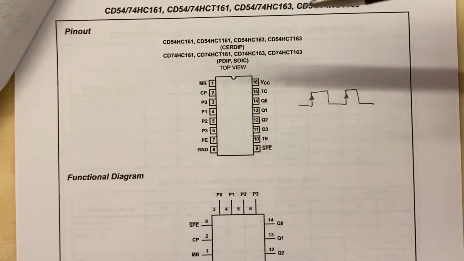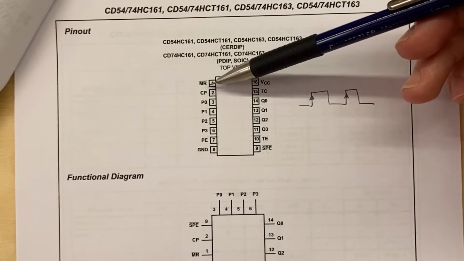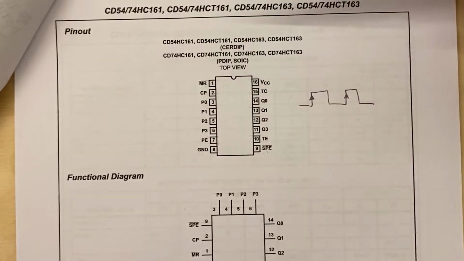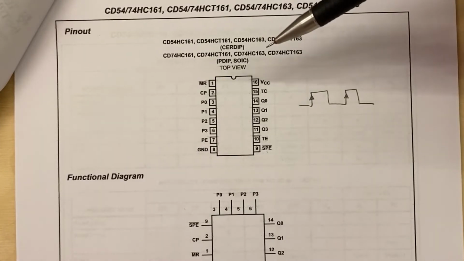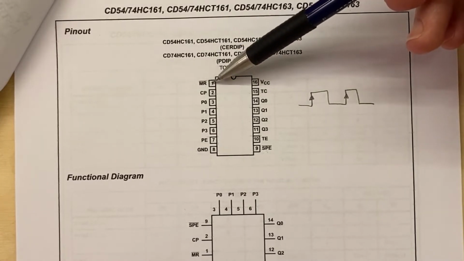Okay, moving on. The MR pin, pin number 1. This is the master reset pin, and you see it has a little bar over its name, and that means it's active low. And so if we want to reset the count back to 0, we've got to set the pin low.